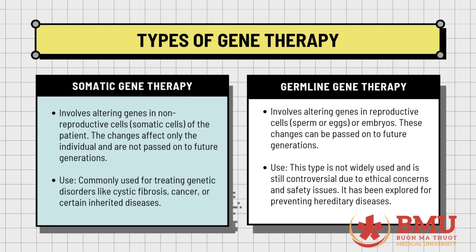Types of gene therapy. Germline gene therapy. This therapy involves modifying genes in reproductive cells, such as sperm, eggs, or embryos. These changes can be inherited by future generations. However, it is not widely used due to ethical concerns and safety issues.